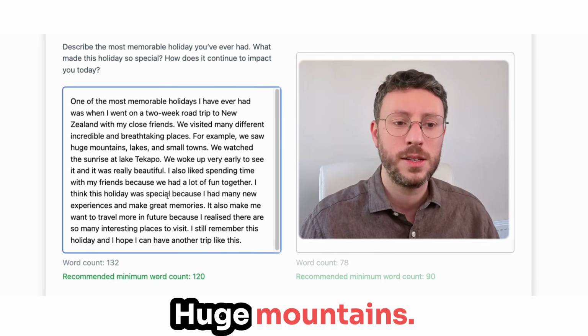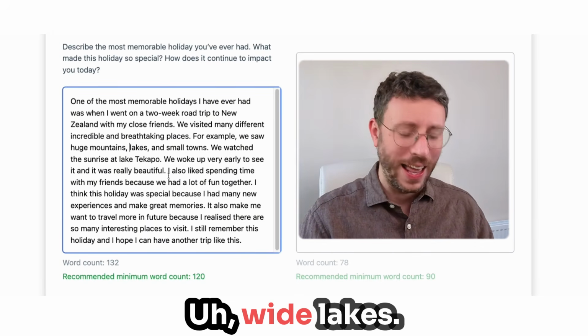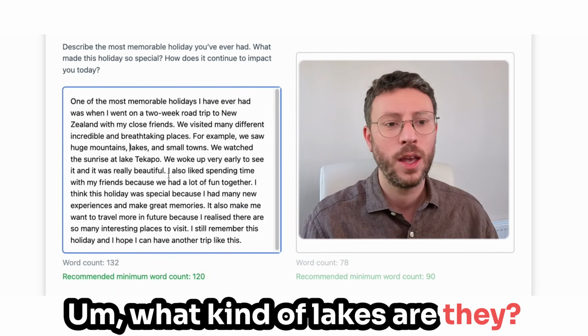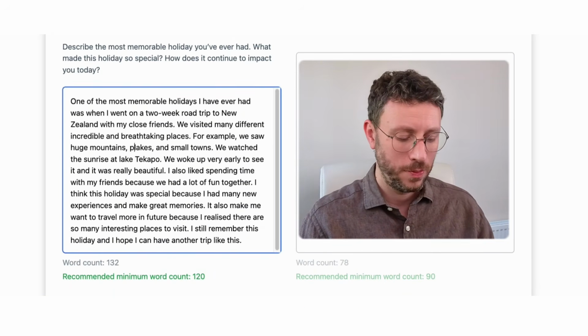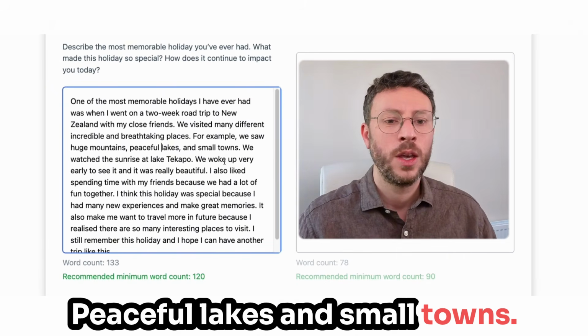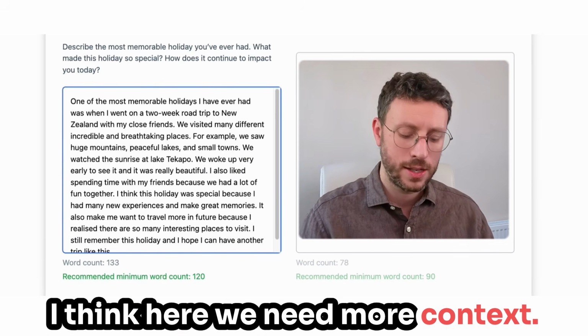Huge mountains, wide lakes, I don't know. What kind of lakes are they? Peaceful lakes and small towns. We watched the sunrise. I think here we need more context.